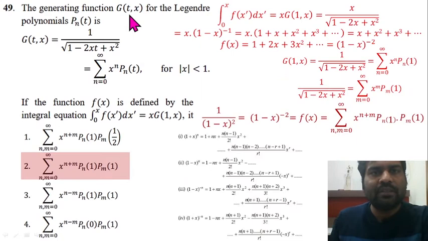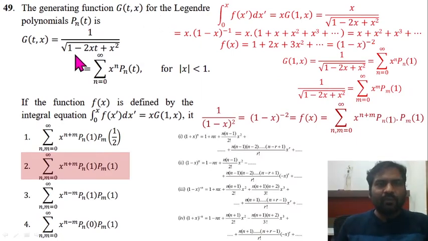The generating function g(t, x) for the Legendre polynomial P_n(t) is g(t, x) is equal to 1 upon square root of (1 minus 2xt plus x squared), equal to the sum from n equal to 0 of x to the power n P_n(t). If the function f(x) is defined by the integral equation given here, then it asks for the function f(x).